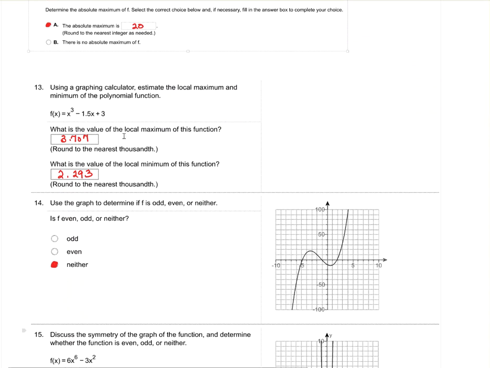Number 13, use a graphing calculator, and this is a cubic, but you would do the same thing. Put it in y equals, and then find the max like we just did, round it to 3 places, find the local min. These are y values.